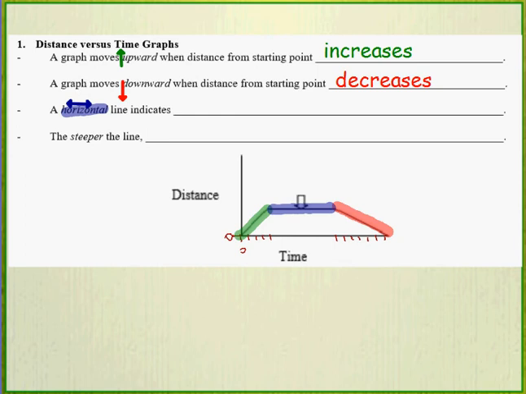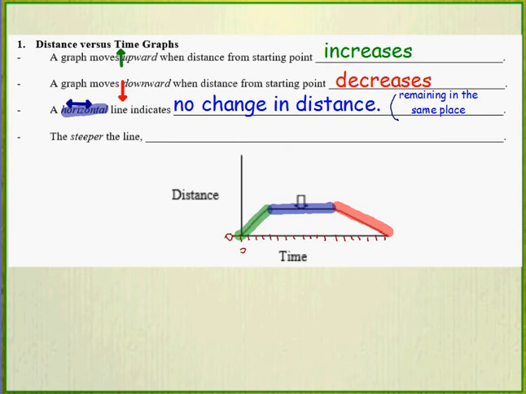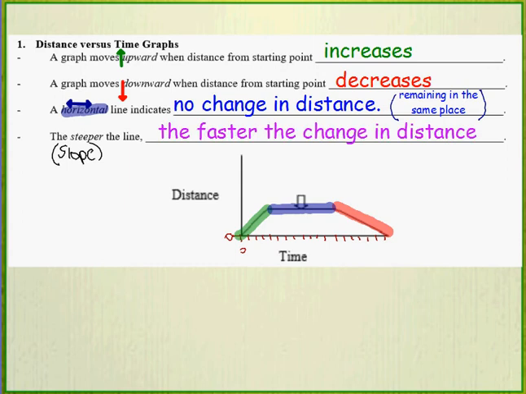This means that as time is going on, the distance appears to not be going up or down. So we can say that there is no change in distance. Whatever object this is must be remaining in the same place. Now the final bullet here wants to describe the steepness or the slope of the line. So the steeper the line, you want to realize that the faster the change in distance.